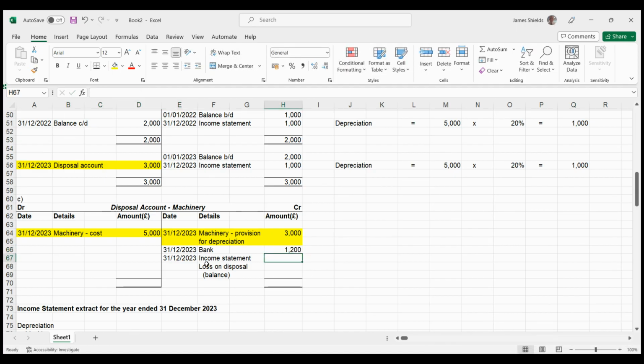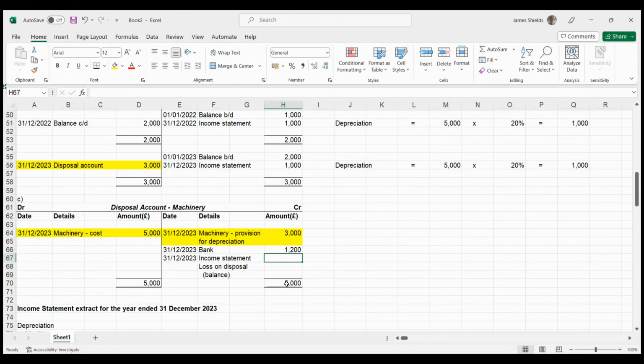Now we've got one item left, which is what's going to go in the income statement. So that's going to be our balancing figure. So I'll put in practice there the balance. So our debit side totals 5,000. Our credit side at the moment is 4,200. But we must have both sides the same, which is the biggest total. So that's going to be £5,000 as well.